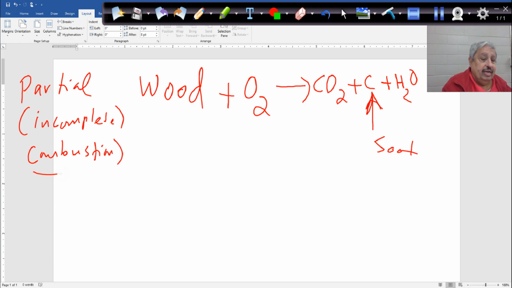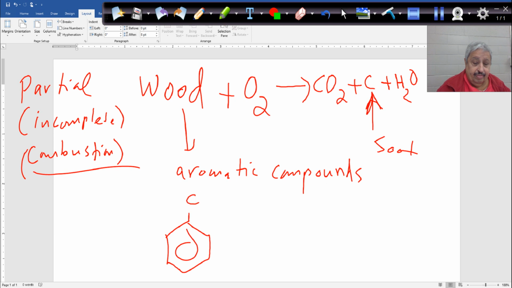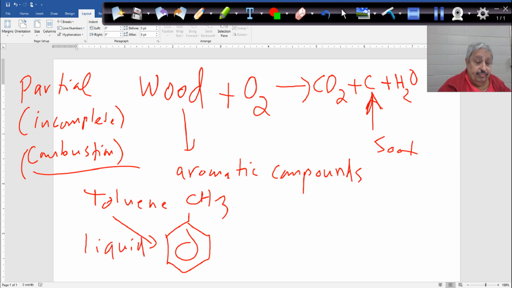This is because wood has aromatic compounds. And just as an example, toluene looks like this one here, guys. This is called toluene. That's a liquid, correct? Insoluble in H2O. So I burned this one here in oxygen.